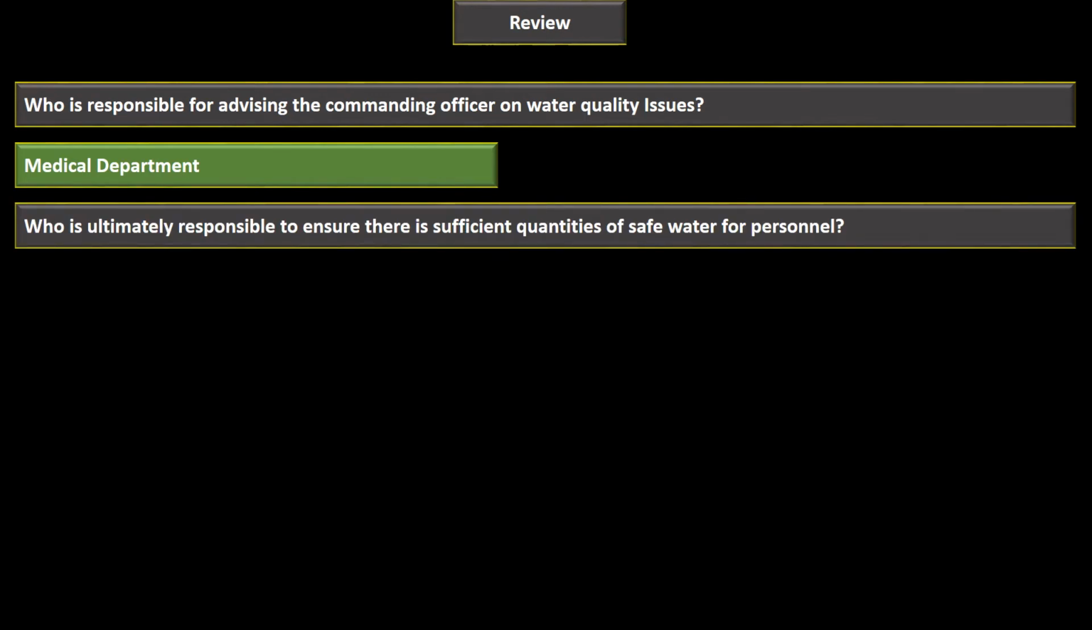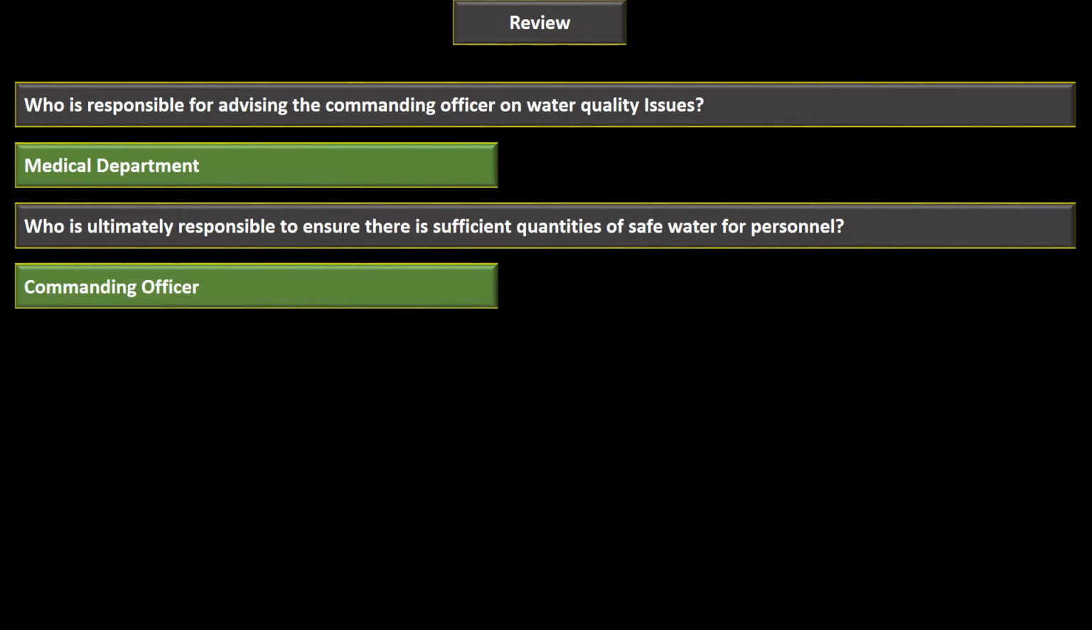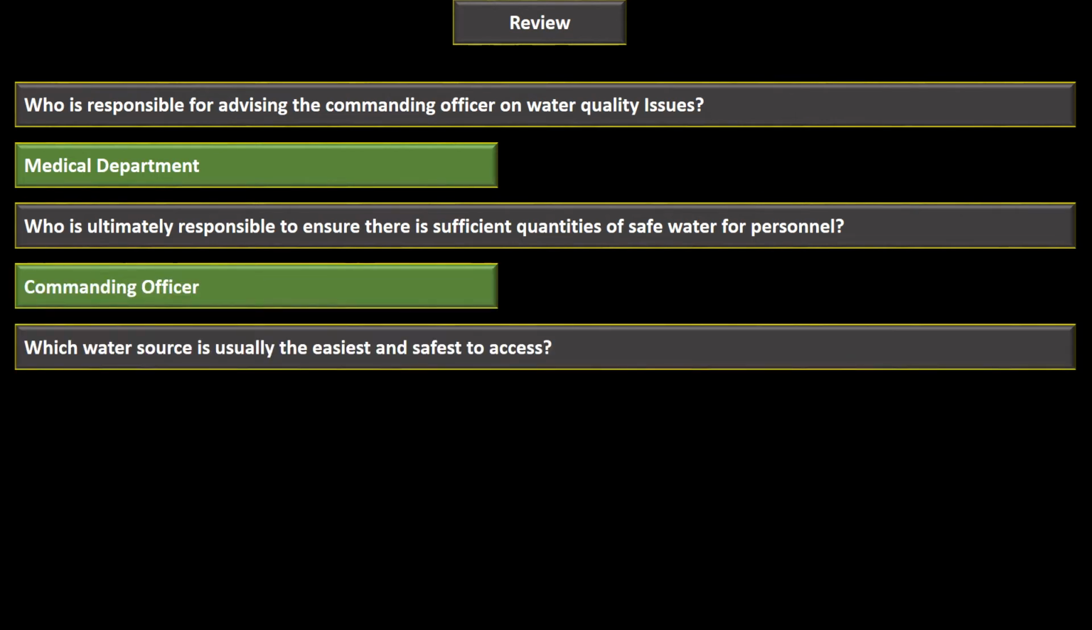Who is ultimately responsible to ensure there are sufficient quantities of safe water for all personnel? Well, that's the commanding officer who's ultimately responsible.